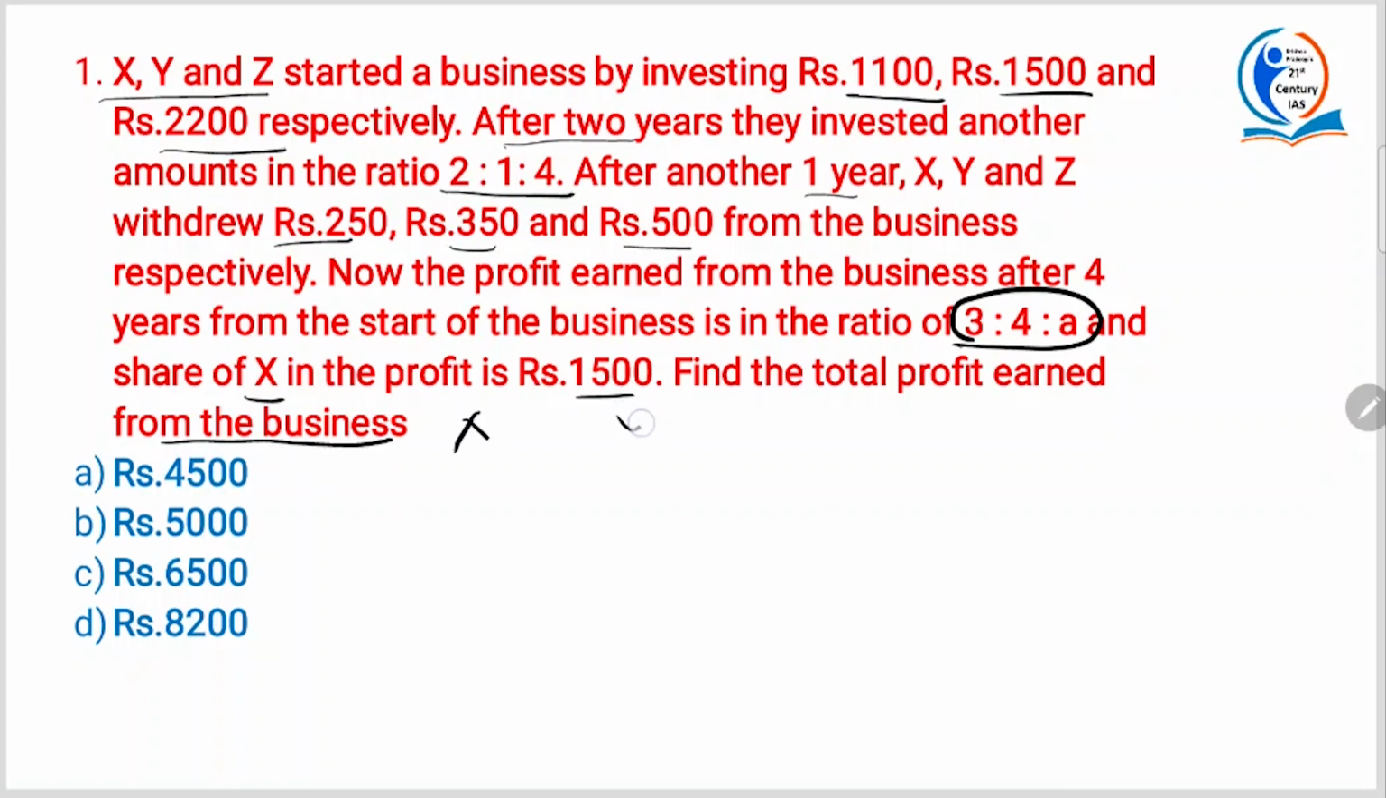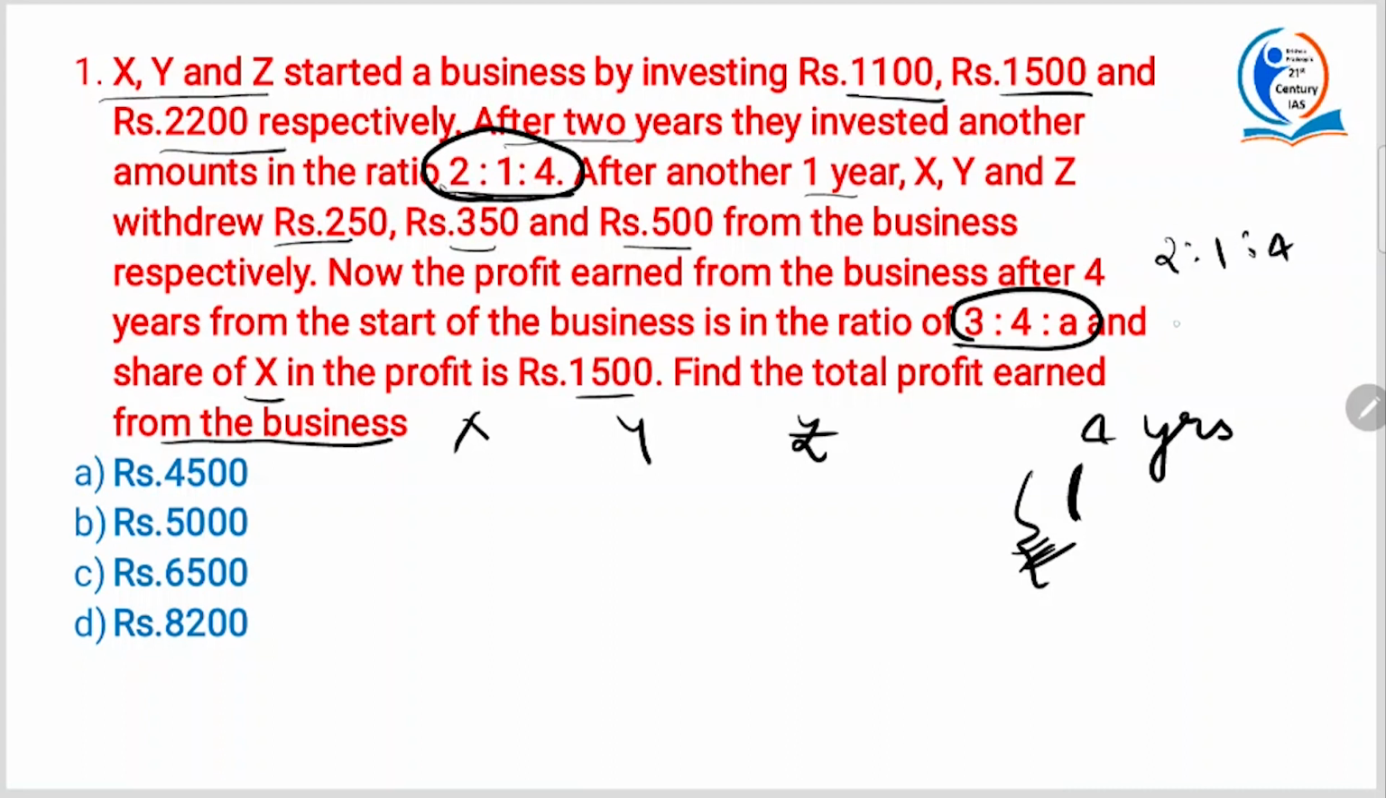Okay, that means there are 3 people, X, Y, and Z. So totally there are 4 years. For the first 2 years, the investments or the capital is the same. After 2 years, what is happening? They invested some more amount in the ratio 2:1:4. In absolute numbers, let it be 2x, x, and 4x. And after 3 years, they removed this much amount.